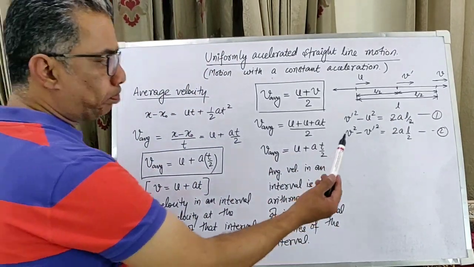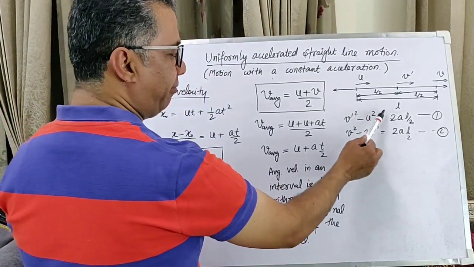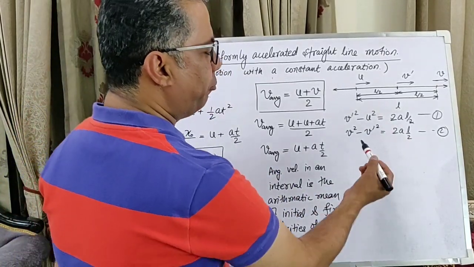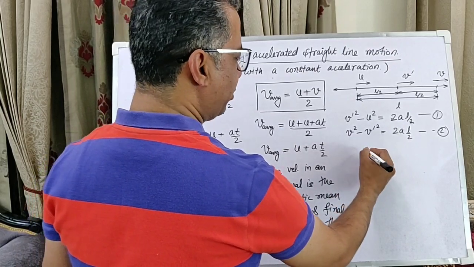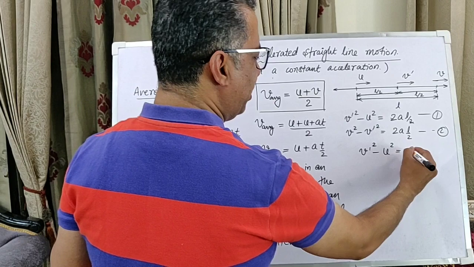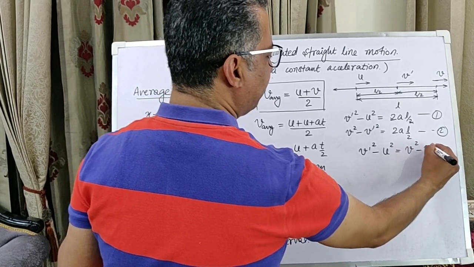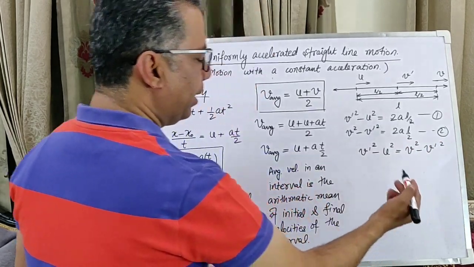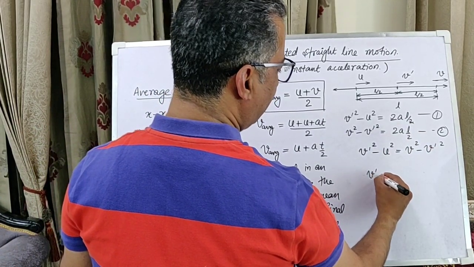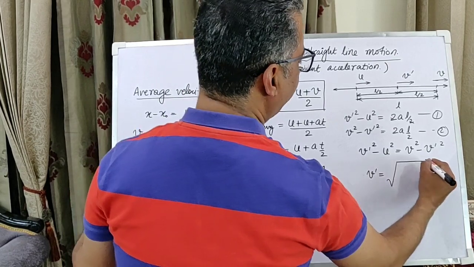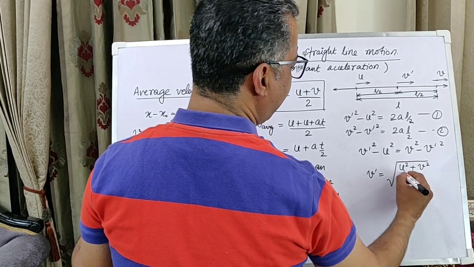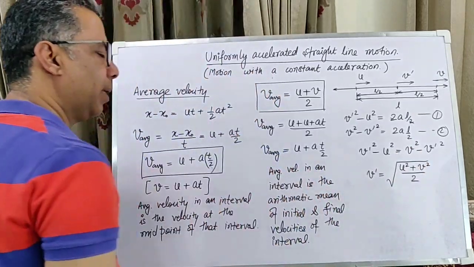Now if you look carefully, the right hand sides of both these equations are the same, and therefore the left hand sides must be equal as well, and therefore v prime square minus u square equals v square minus v prime square. On rearranging, v prime comes out to be equal to square root of (u square plus v square) by 2.